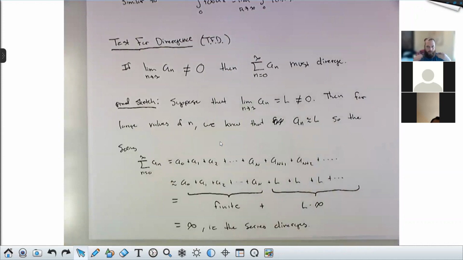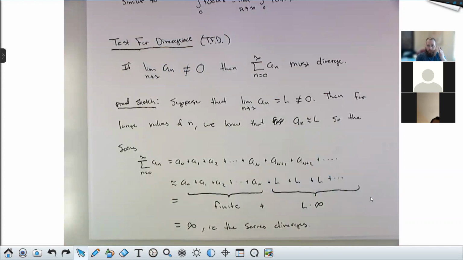So the thing that should be going on in your mind when you think about the test for divergence is that if the things you're adding up don't get small, right? If the things you're adding up, which are the ans, do not get very, very close to 0 as n gets very, very big, then basically you're adding up a bunch of not very small things. And if you take a bunch of things that are not very close to 0 and you add them all up, you're going to get something really big.